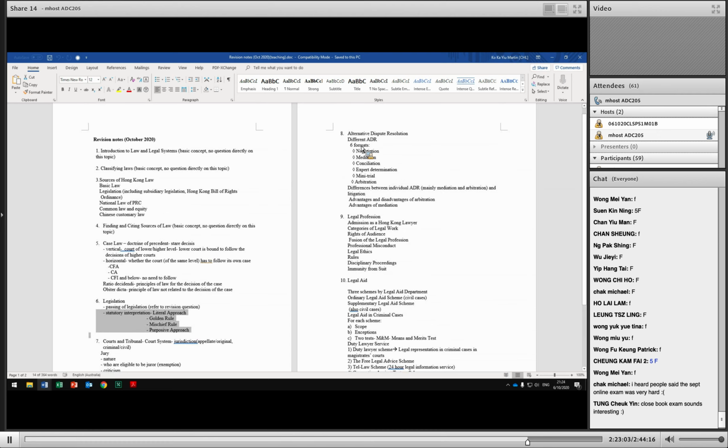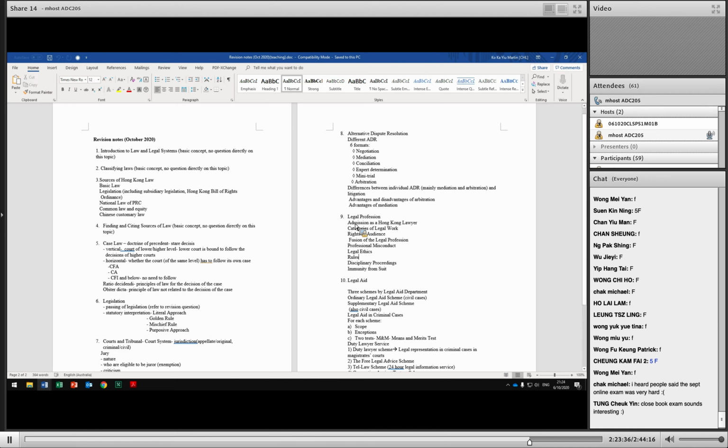So ADR is what we have learned. In this lesson, altogether we have 6 formats of ADR, and you have to know the difference between the individual ADR, mainly mediation and arbitration versus litigation. You have to know the advantages and also disadvantages. For arbitration, we have advantages and disadvantages, but for mediation, it's quite one-sided. You can only find the advantages; you cannot find any disadvantage of mediation.